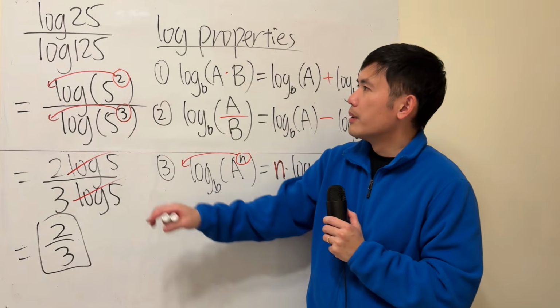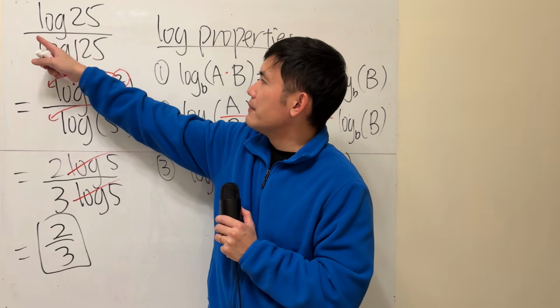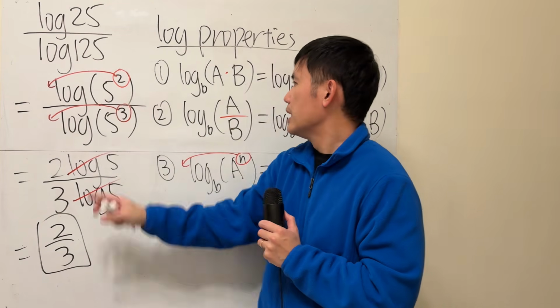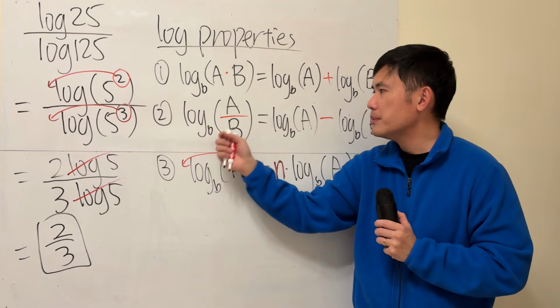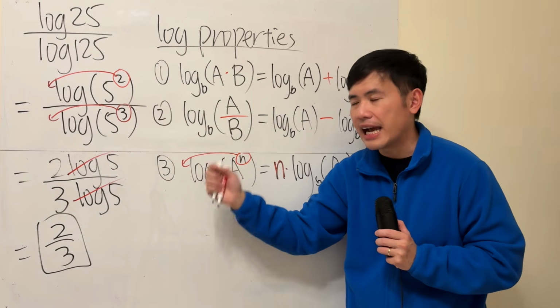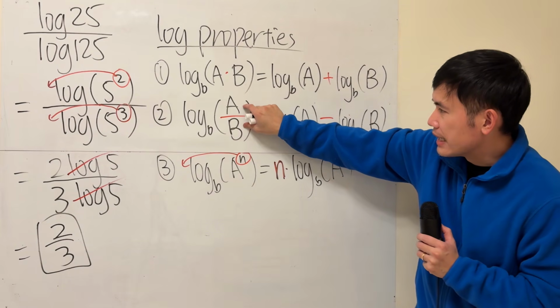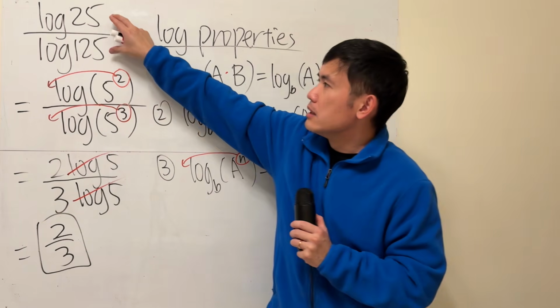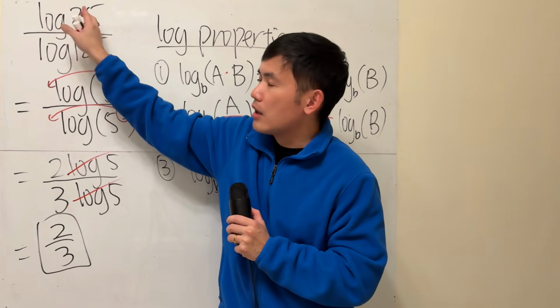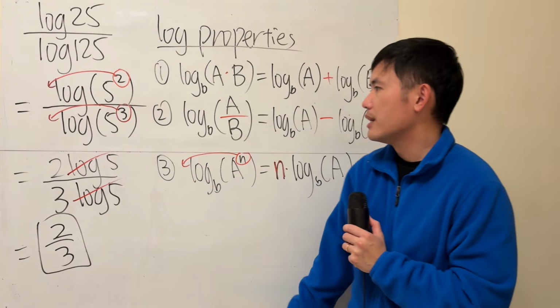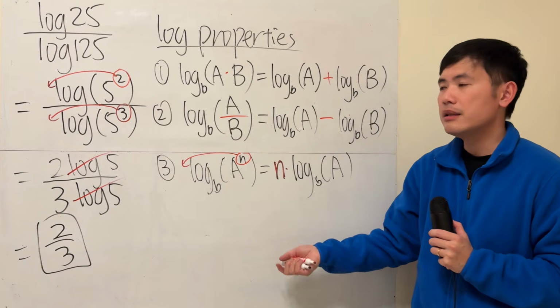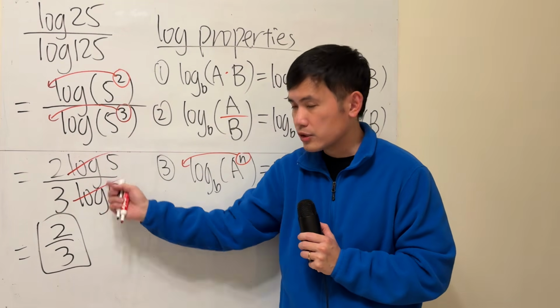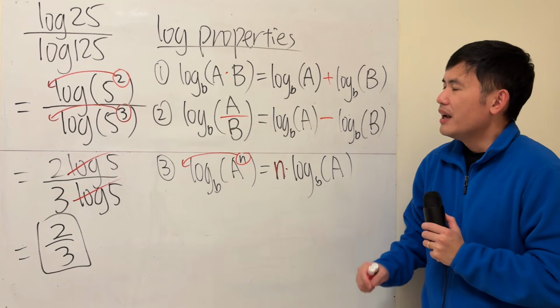So here's the deal. Notice how we have log 25 over log 125. This is a different situation than this because it's just one logarithm and the division happens inside. If it happens inside like this, you can subtract, but it's not. The division is after the log, so you have to do it like this. And this right here, it's because you can bring the power to the front, and then here we can cancel down, which is very nice.